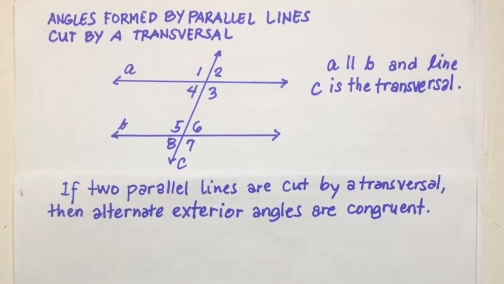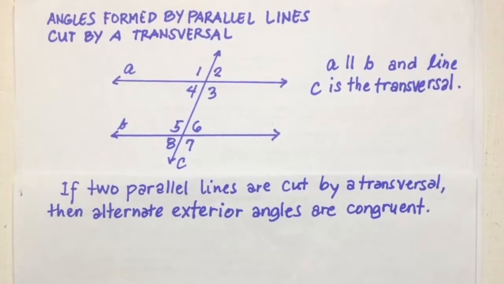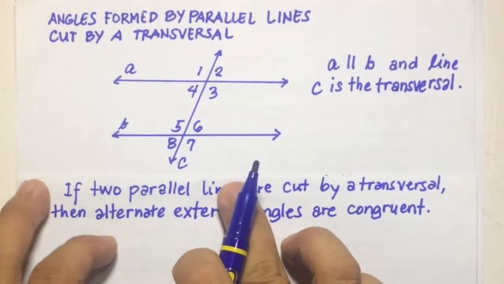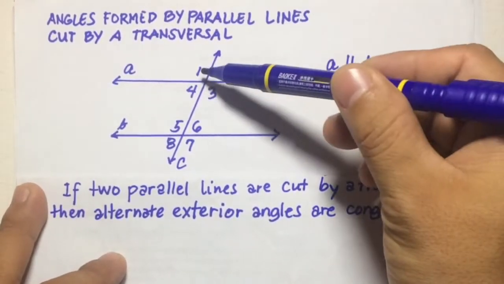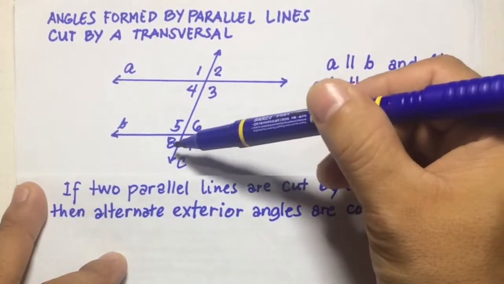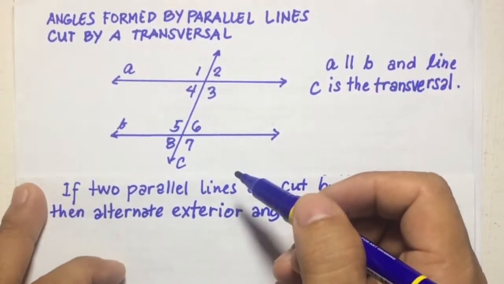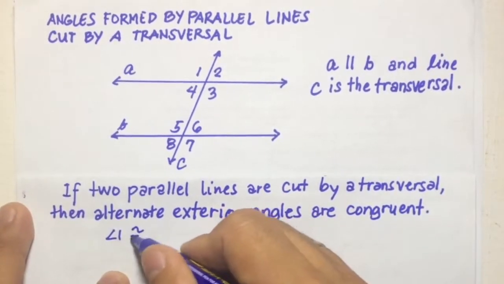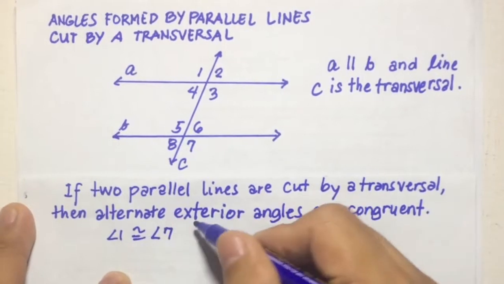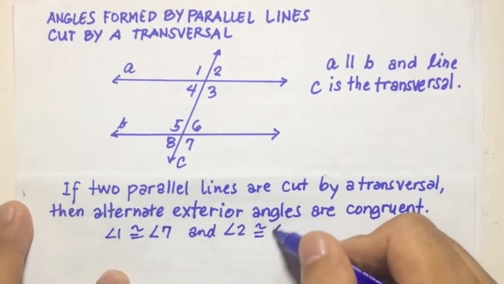We have another theorem which states that if two parallel lines are cut by a transversal, then alternate exterior angles are congruent. In our figure, alternate exterior angles are angle 1 and angle 7, and angle 8 and angle 2, meaning those pairs of angles are congruent. So angle 1 is congruent to angle 7, and angle 2 is congruent to angle 8.